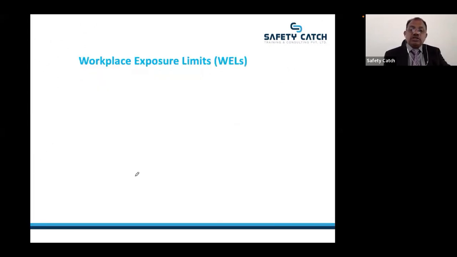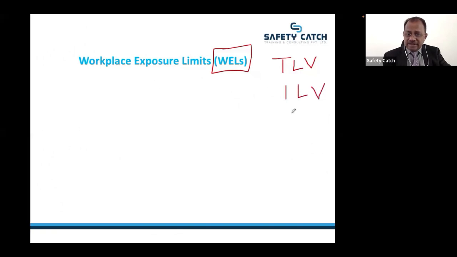So this is also known by other names. In the UK, they call it workplace exposure limits. In the US, they call it TLV, threshold limit values. In some European countries, they call it indicative limit values, ILV. In Germany, they call it a MAK value. So different countries have different nomenclature, but you should not be confused. All of them are talking about the same thing in a different way.